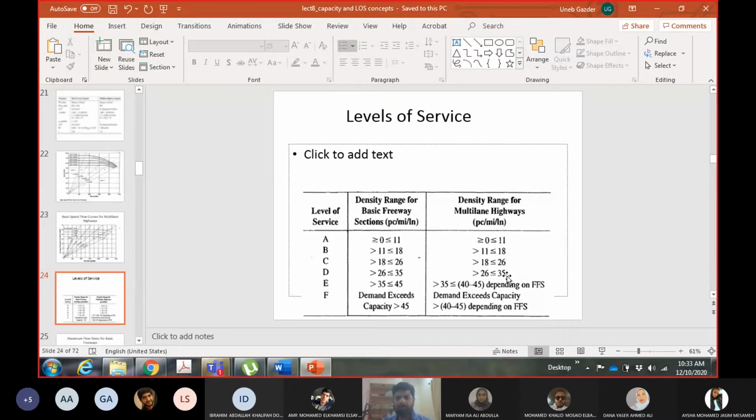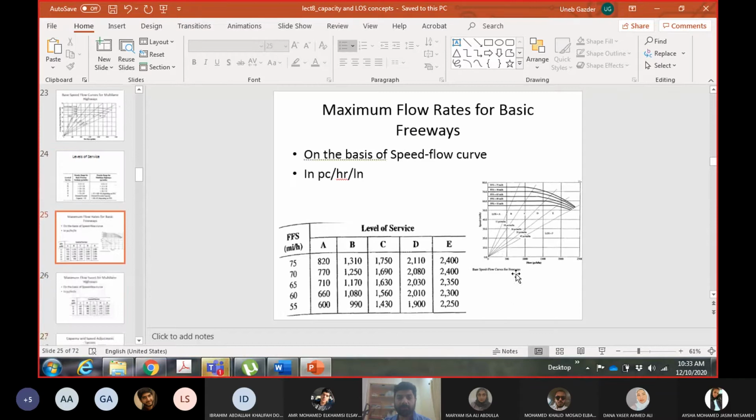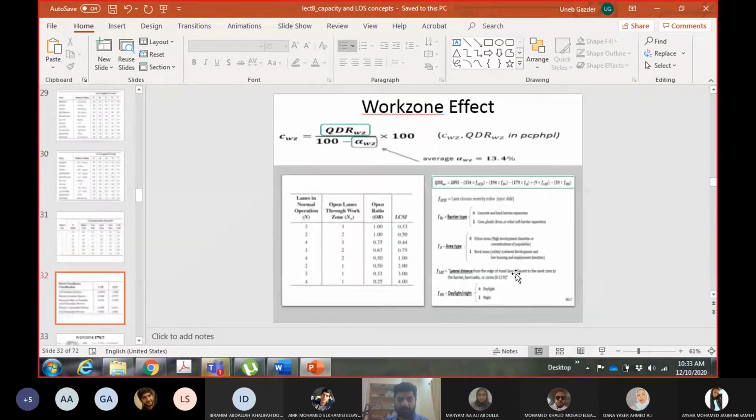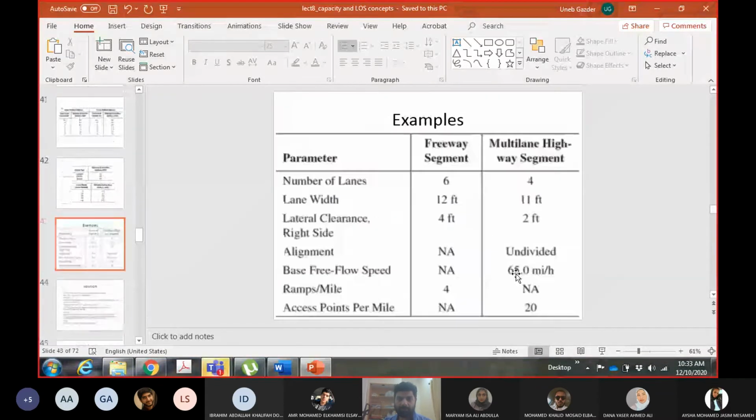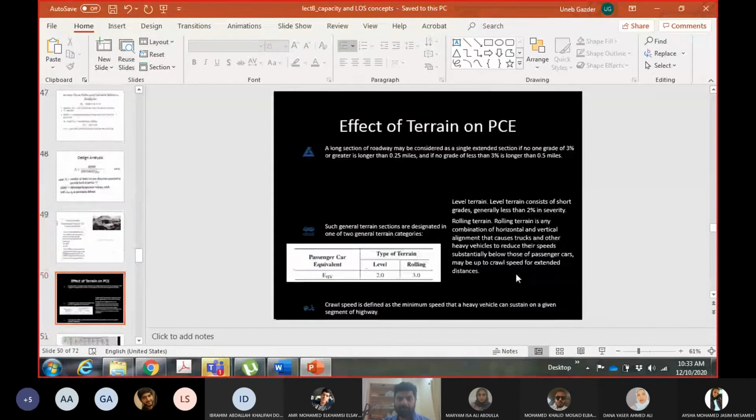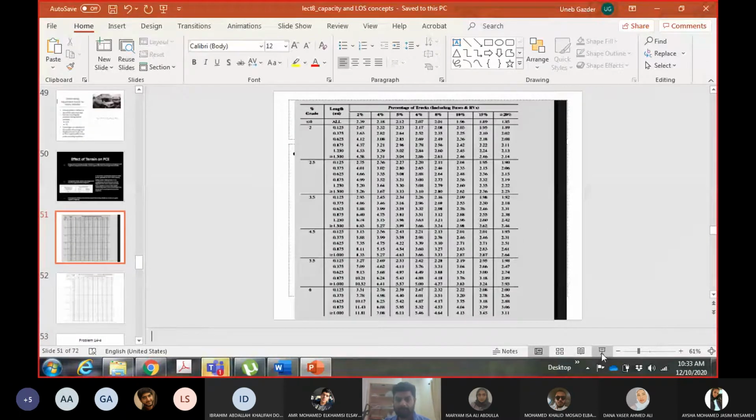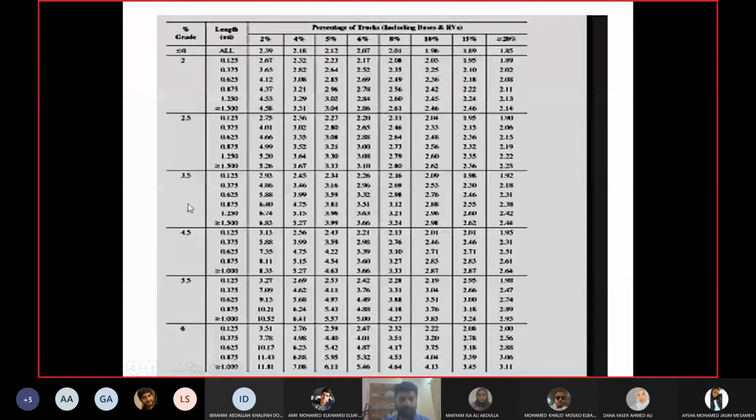Okay, so this is for upward gradient. For downward gradient, what will change? EHV, the equivalency factor for heavy vehicles, will change. Let me go to the table. These values are for upward gradient. If you have a downward gradient, just take the value for 0%. So for downward gradient, your EHV will be 1.96.